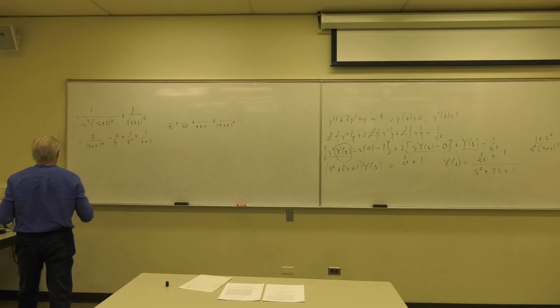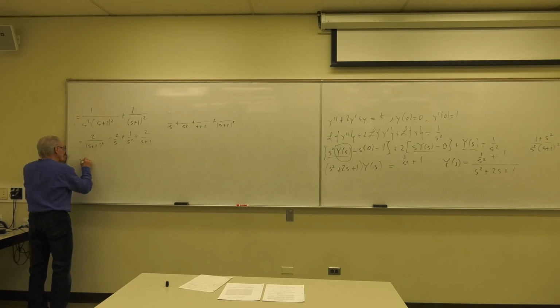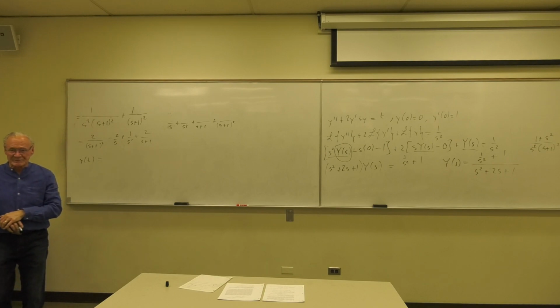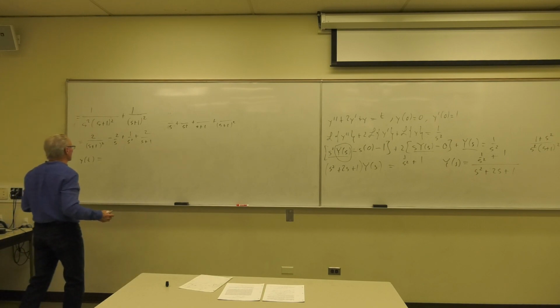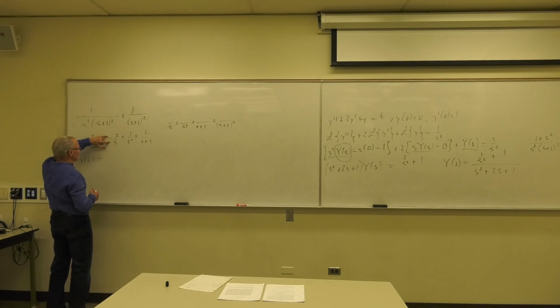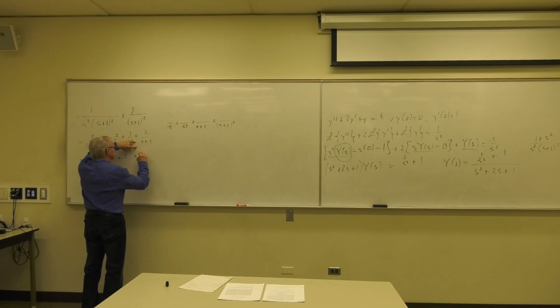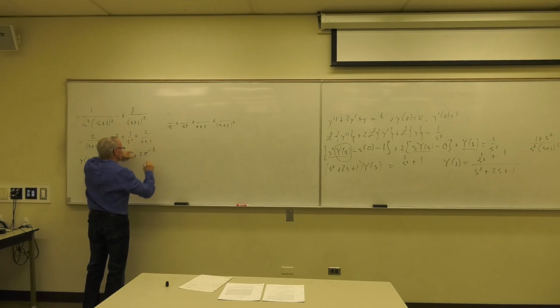Now we've got to invert. So y of t is equal to the inverse of this. All right, let's do the easier ones first. The inverse of this is minus 2. The inverse of this is t. The inverse of this is 2 e to the minus t.